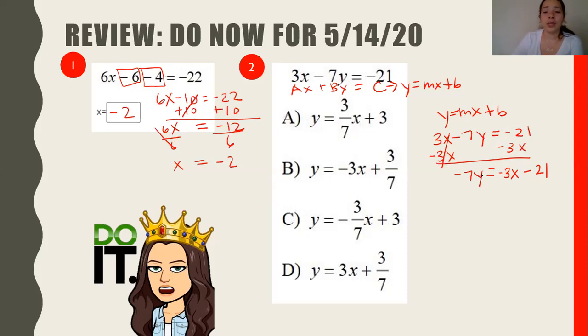Now, again, my goal is to get y by itself. In order to get y by itself, I need to get rid of that negative 7. Whenever you have a number and a variable together, that represents multiplication.